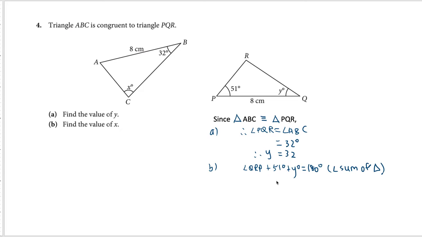That will enable us to find the angle QRP, which is 97 degrees. Therefore, we conclude that angle X must be equal to angle QRP, which means that the angle X is 97.